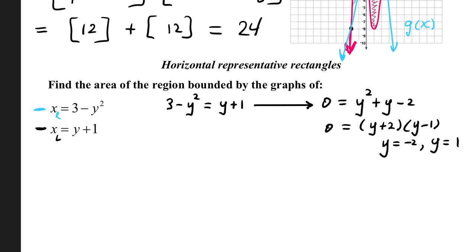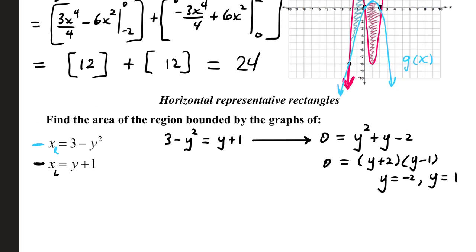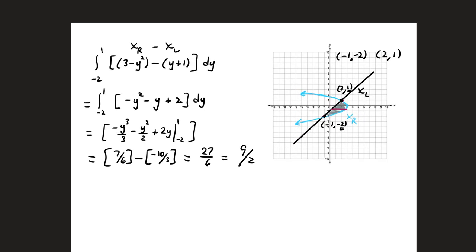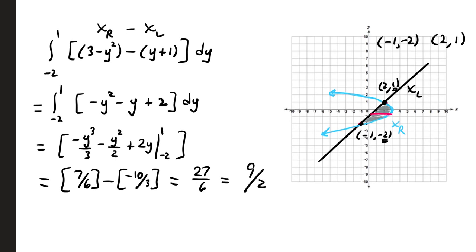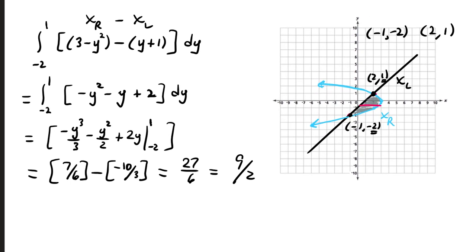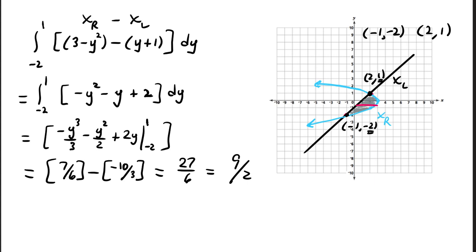Let me switch to the next slide. Pause here if you need to write that down. Okay. So over to the right of your screen, we have the one I called x sub r. That's a left opening parabola. X sub L was the linear function, y plus 1.